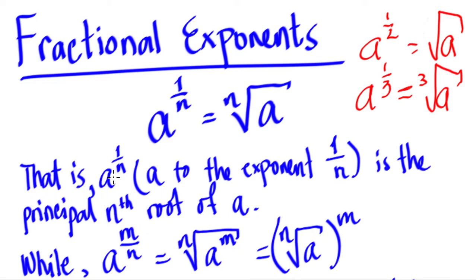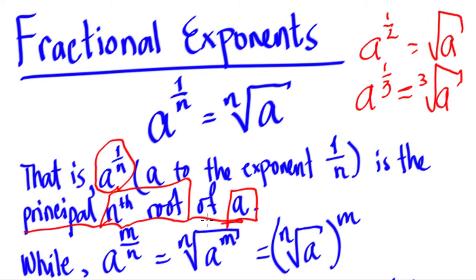So that is a raised to 1 over n. The term here is read as a to the exponent of 1 over n, or a raised to 1 over n, is the principal nth root of a.